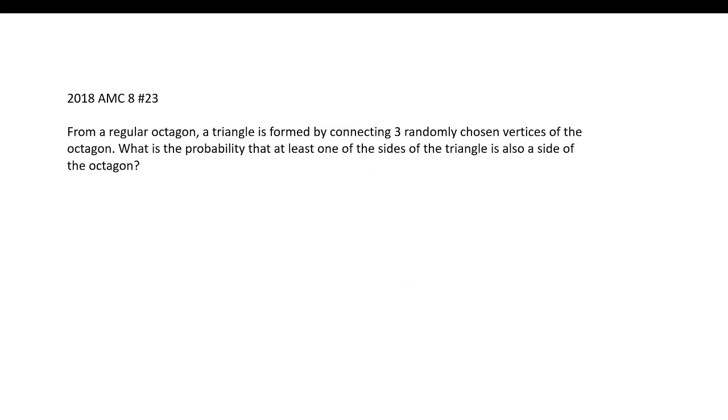Now let's move on. From a regular octagon, it's taken from the 2018 AMC 8 number 23, one of the harder problems on the test. From a regular octagon, a triangle is formed by connecting 3 randomly chosen vertices of the octagon. What is the probability that at least one of the sides of the triangle is also a side of the octagon? So let's construct an octagon first.